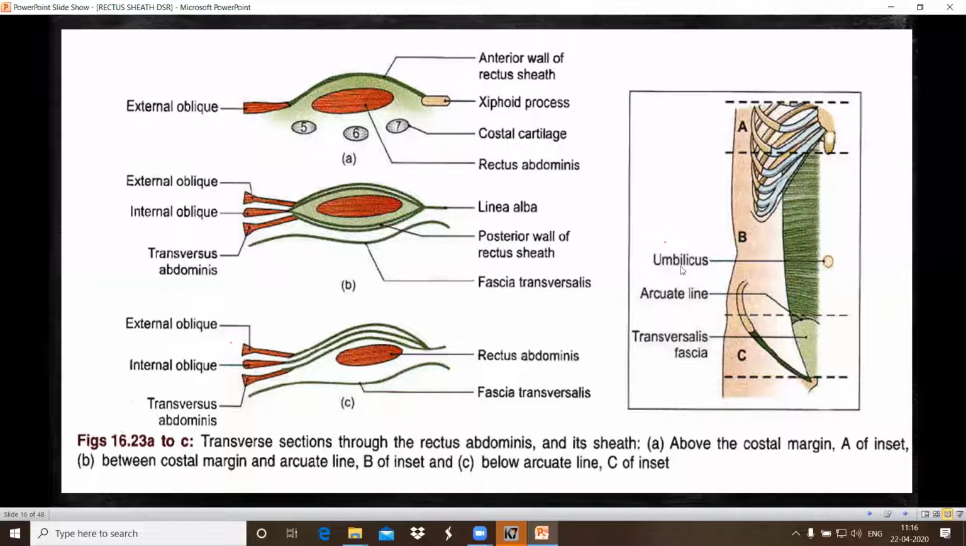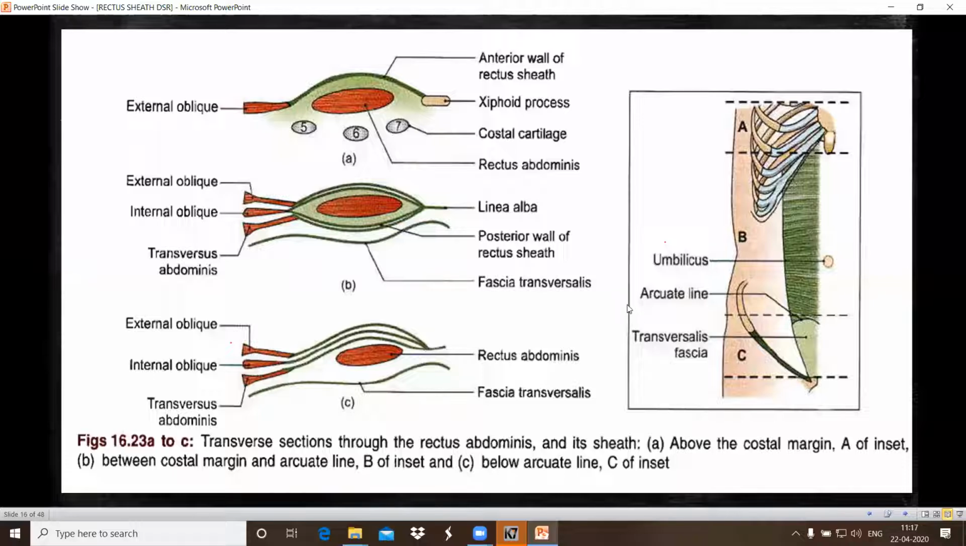Next, coming to the middle level, it is formed by the fusion of 2 aponeurotic layers of the abdominal wall: external oblique and anterior lamina of internal oblique. That's why here it is somewhat thicker compared to the upper level. And the lower level is formed by the fusion of all 3 aponeurotic layers of the abdomen: external oblique, internal oblique and transverse abdominis. That's why here the anterior wall is the thickest. So above the costal margin the anterior wall is thin, at the middle level it is thicker, and below the midpoint it is the thickest and toughest. So this is the formation of the anterior wall at the different levels.